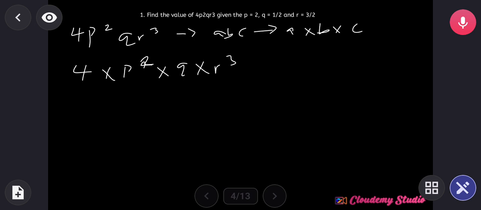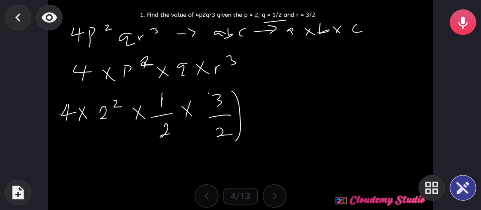Now, what is my p? My p equals 2. Therefore, I can say that is 4 multiplied by 2 raised to power 2, multiplied by, what is my q? My q is 1 over 2, multiplied by 1 over 2. Then multiplied by, what is my r? That is 3 over 2 raised to power 3, right? Now, what am I going to do next? I'm going to open my bracket here and I'm going to multiply everything.